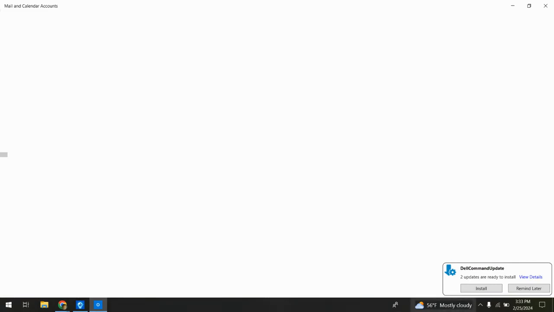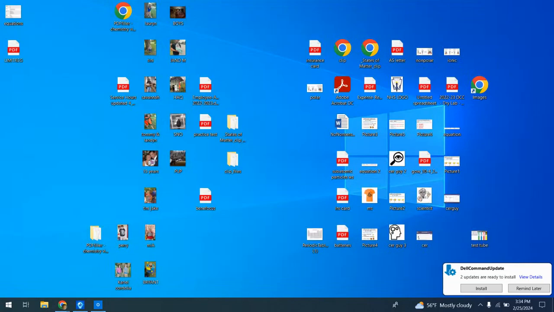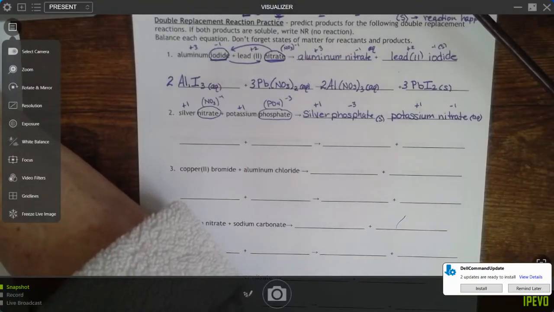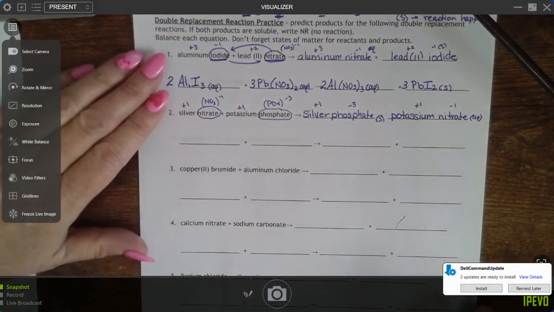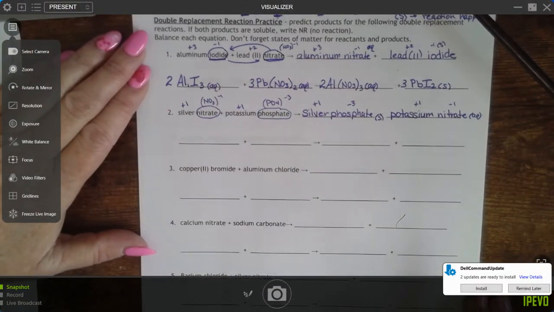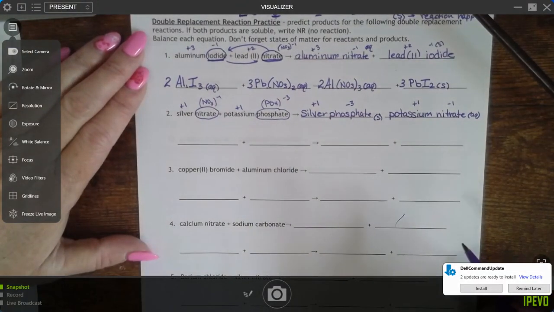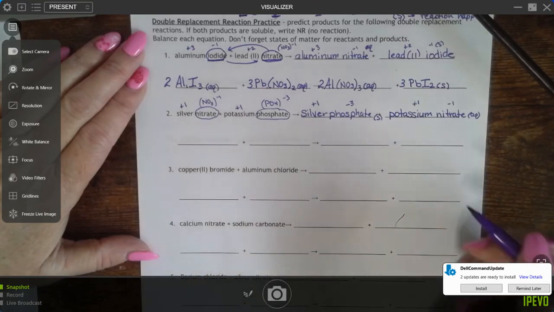And my camera just went away. What the heck? Hold on. Oh, there we go. I don't know what just happened. My computer screen just went completely white. Hopefully I can delete this part when I edit.